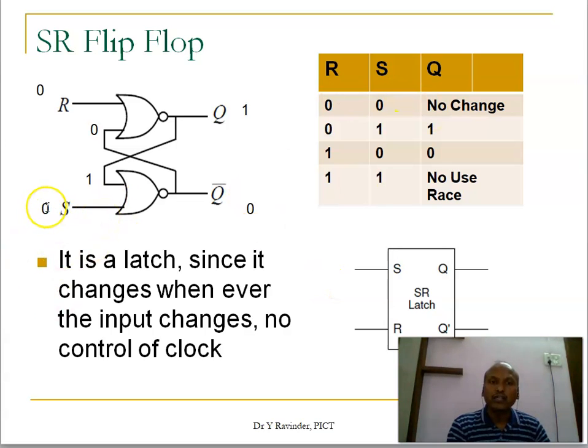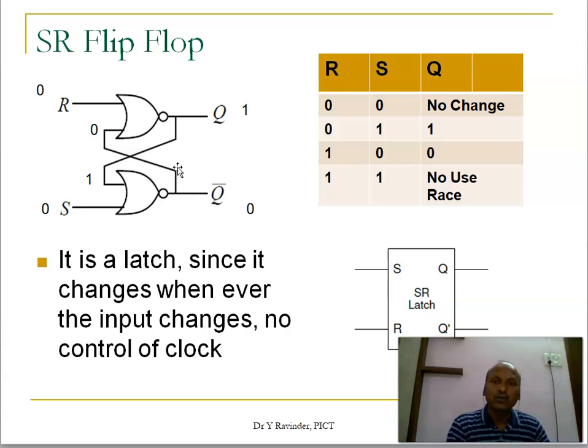So as soon as this is set to 1, this will become 1. If this is set to 0 and this is set to 1, this will be 0. So this truth table works. There is no control of any other external input. So as soon as the input changes, the output changes. So multiple times it can change. But how to control this?